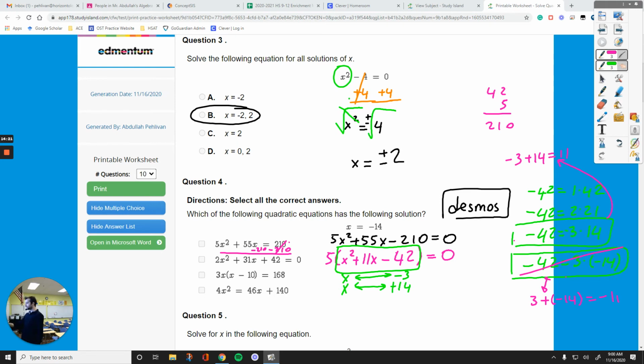X minus 3, again, I'm doing inside the parentheses. It was supposed to be a parentheses, okay. X minus 3 times x plus 14. Bring down the equal, bring down the right side, bring down what you have outside of the parentheses. Okay? Now, we were looking for if any of these equations would give us x equals negative 14 as a solution, right? That was what we were trying to figure out.